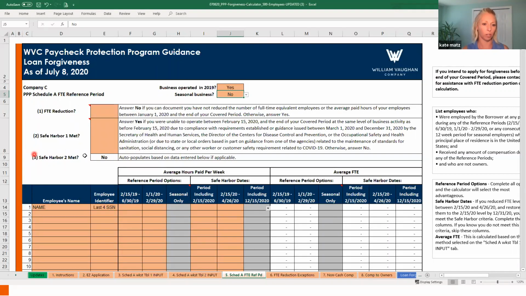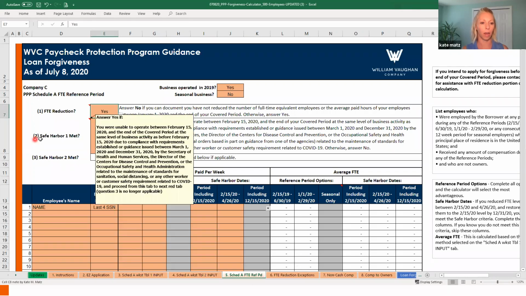Now we've got some questions here to answer that will determine if we actually need to fill out the rest of this information. The first one is, did you have any FTE reductions? You'll answer no here if you can document that you did not reduce the number of employees, or you didn't reduce the number of hours paid to your employees from the beginning of the year through the end of the covered period. If you can answer no, you are certifying that you have no reduction in FTEs and you don't have to fill this out. Our company C did have some reductions in FTEs, so we'll have to say yes here.